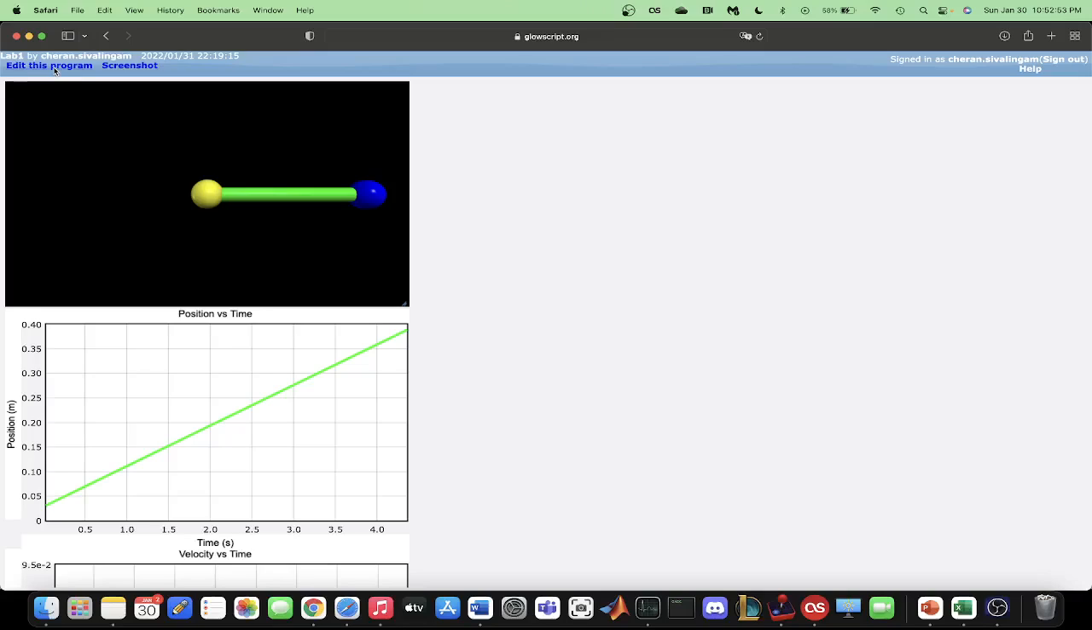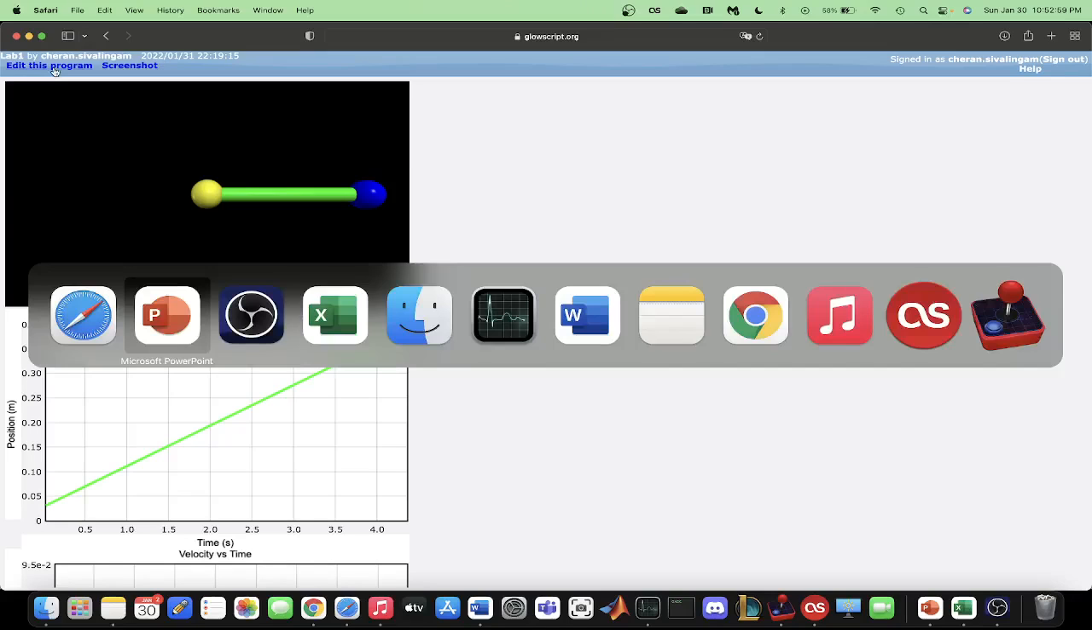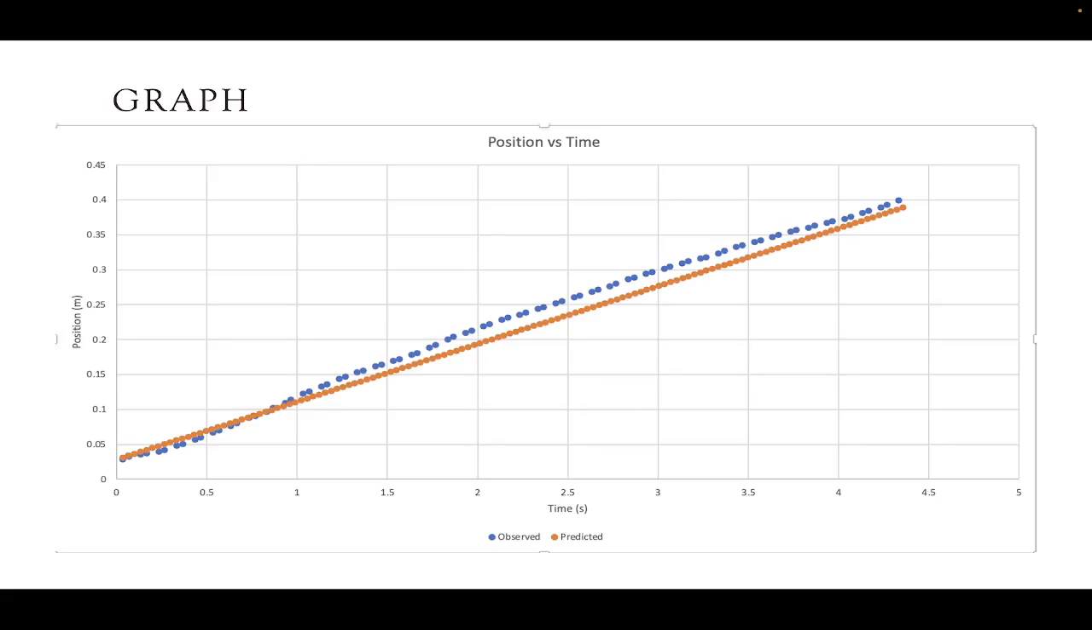Using the data from the model, I was able to compare the observed and predicted motion in a graph in Excel. The graph shows that the slope or velocity of both the observed and predicted motion are very similar. This indicates that the velocity of the box was near constant. This also shows that the model created in GlowScript was an accurate representation of the real-world motion of the box.